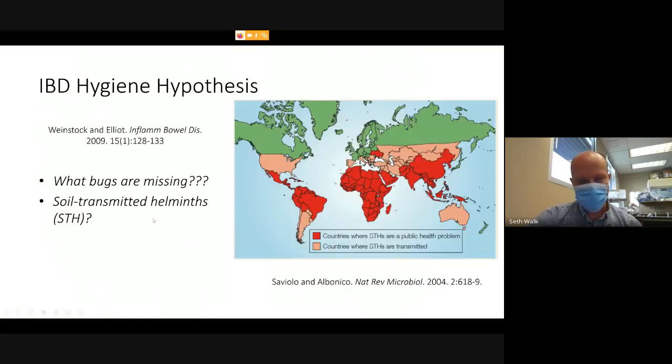And if you look at where these STHs are today in the world, and these data are a little bit dated, you can see that the countries where these parasites are a public health concern, meaning a lot of people in these countries have soil-transmitted helminths, are the equatorial countries, a lot of underdeveloped countries, shown in red. As you move into the northern latitudes, these are countries where they might still be transmitted, but they're definitely not a health problem. And then the green countries, the most northern countries, are where they're not a problem at all and not even transmitted anymore. So this pattern fit the hygiene hypothesis, where these soil-transmitted helminths are in underdeveloped countries and not so much a problem or even transmitted in developed countries.